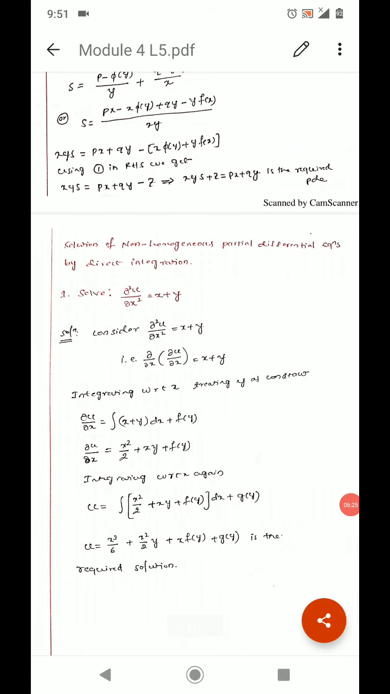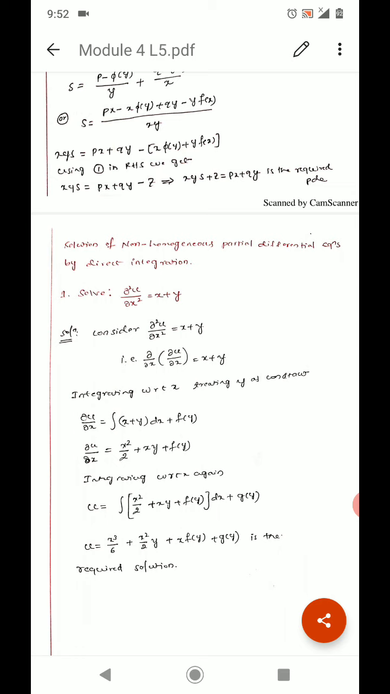So in that we have a problem: del square u by del x square is equal to x plus y. Consider the given equation, del square u by del x square equals x plus y. That can be written as del by del x of del u by del x, which is equal to x plus y.